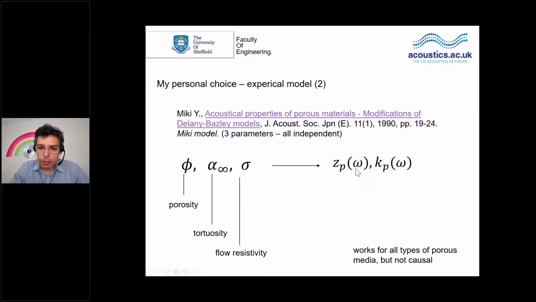This model doesn't predict dynamic density and bulk modulus, but it predicts directly the characteristic impedance and the wave number. It also works for all types of porous media, but it's not causal. As the frequency of sound decreases, the model can give very peculiar results. So basically, the real and imaginary parts are not properly linked, although an attempt was made to do so. But it's quite robust. It's semi-empirical, by the way. It's not an analytical model. It's semi-empirical, based on data.